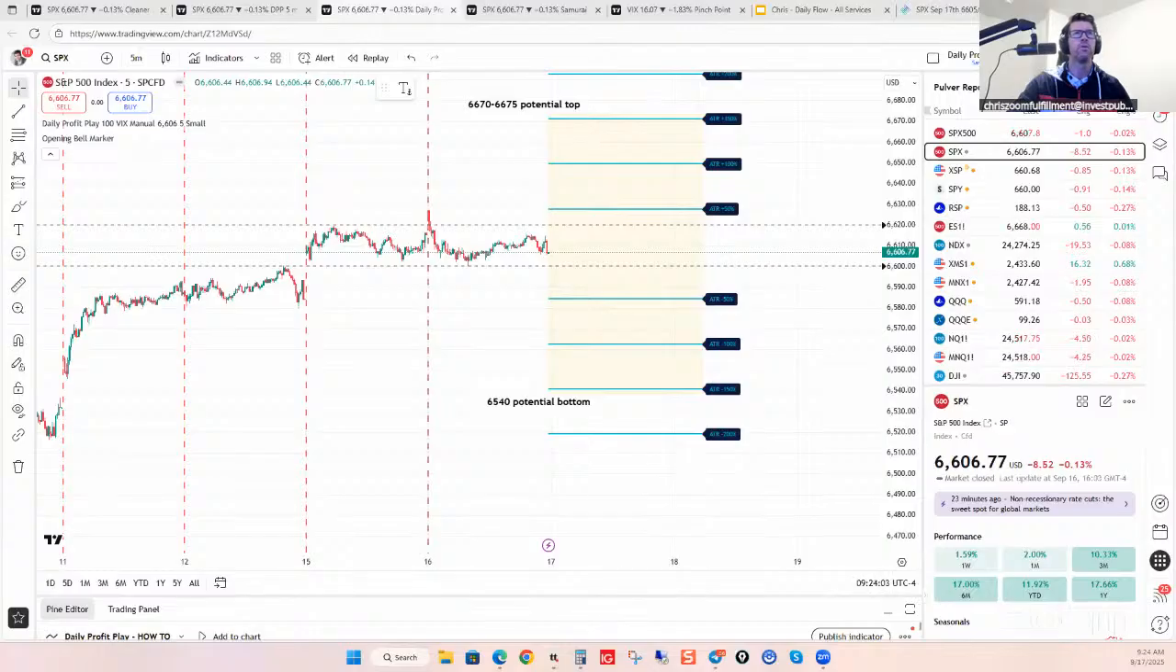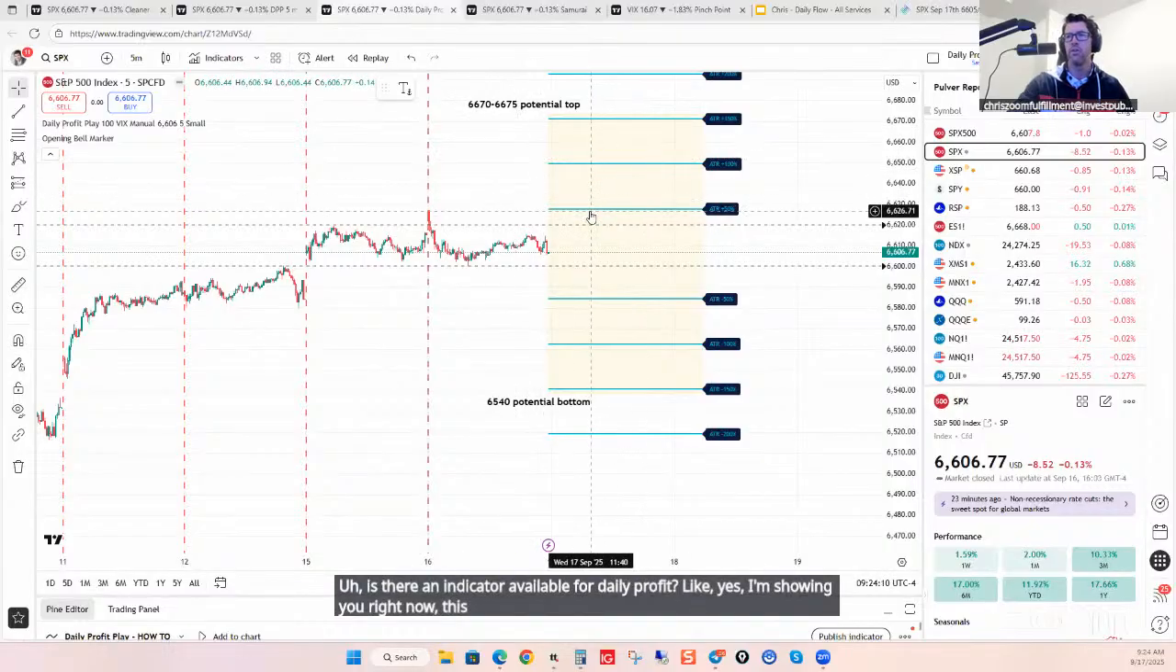Aggie, who's that question for? Is there an indicator available for daily profit play? Yes, I'm showing you right now. This is the indicator. It's available on TradingView and Thinkorswim.